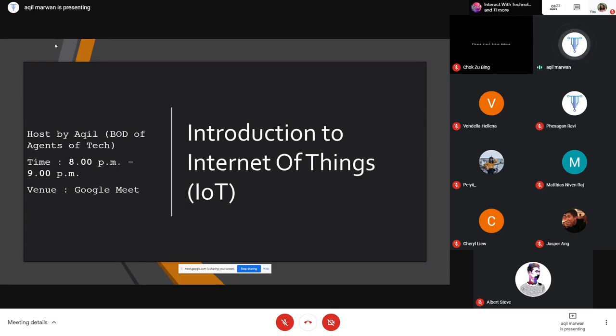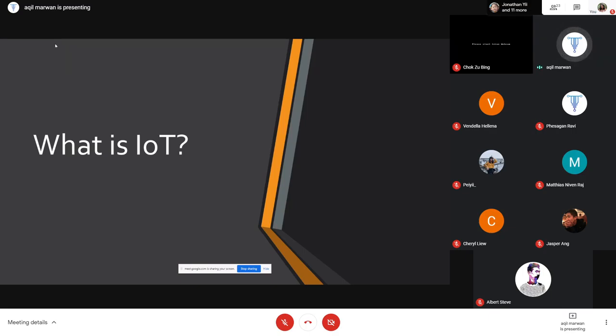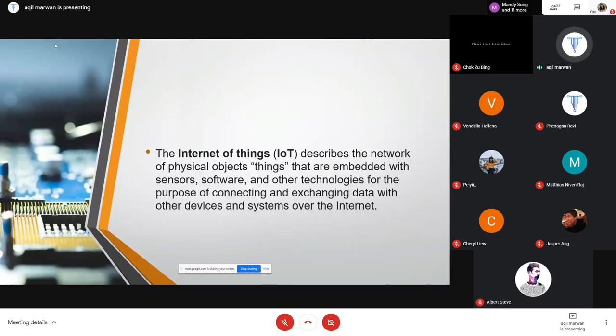So the first one is, what is IoT? IoT is the Internet of Things, which in short form is IoT, and it describes the network of physical objects or things that are embedded with sensors, software, and other technologies for the purpose of connecting and exchanging data with other devices and systems over the Internet.